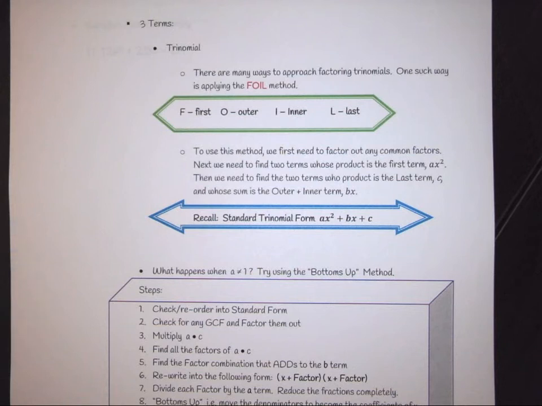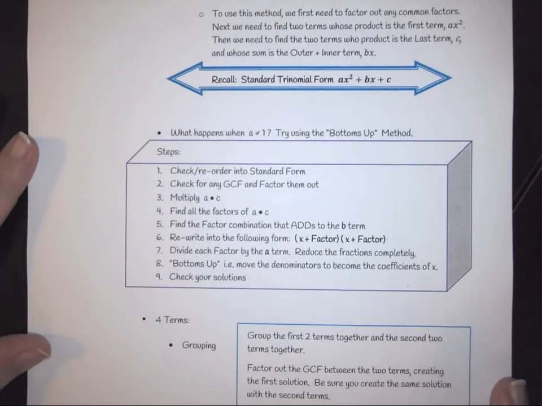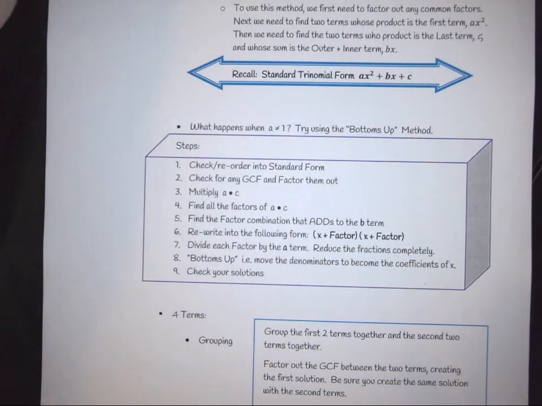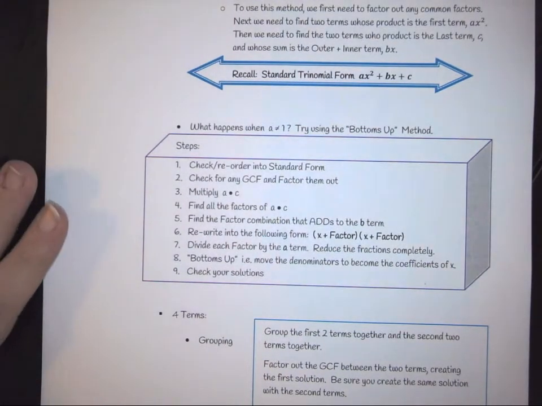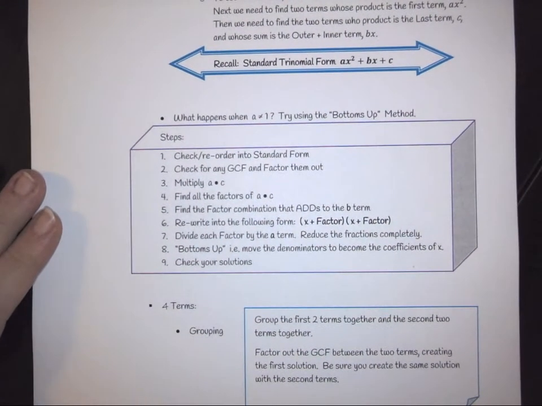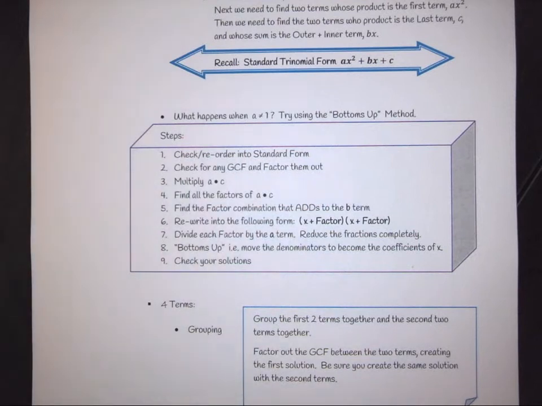Okay. The more surefire way is by using what I like to call the bottoms-up method. In other words, it's actually called the AC method, but I like to call it bottoms-up just for fun. What it essentially says is that first you need to make sure you're written in standard form. Then you need to check for any GCFs and pull them out.